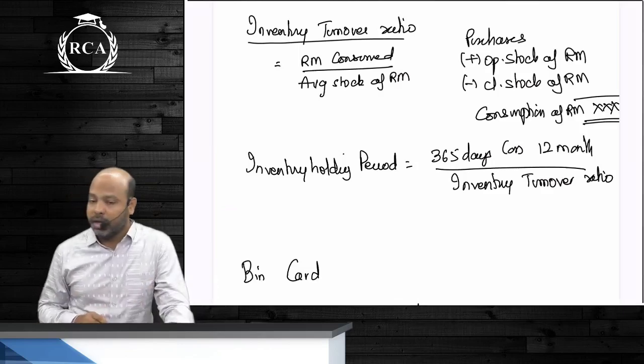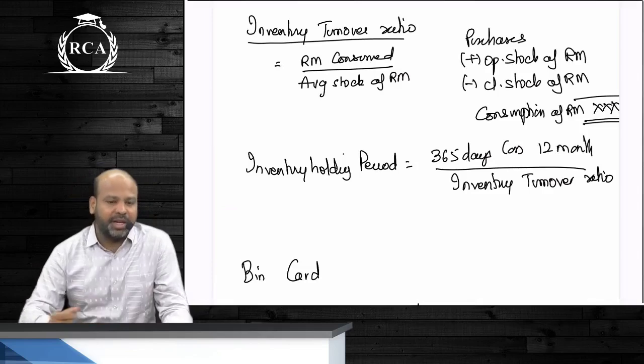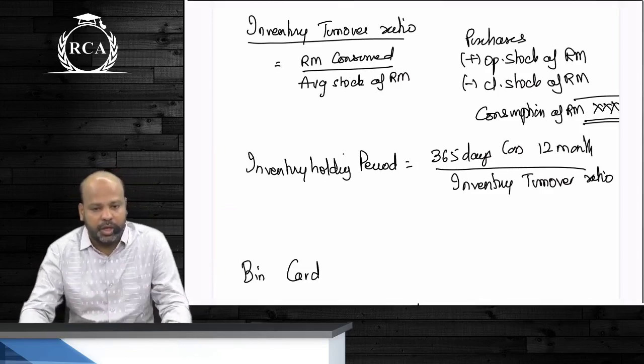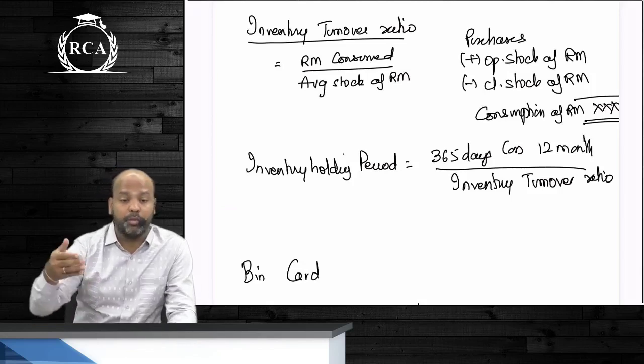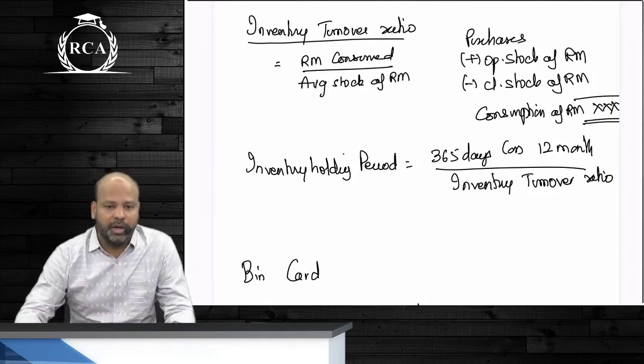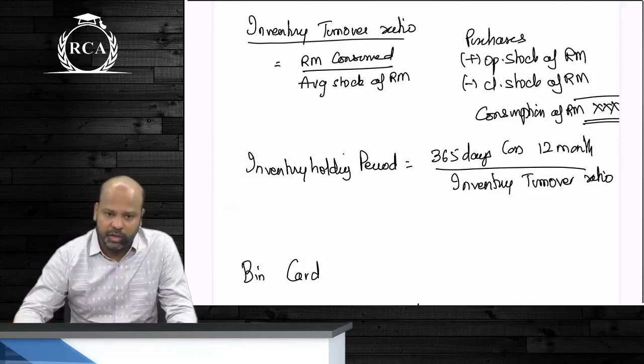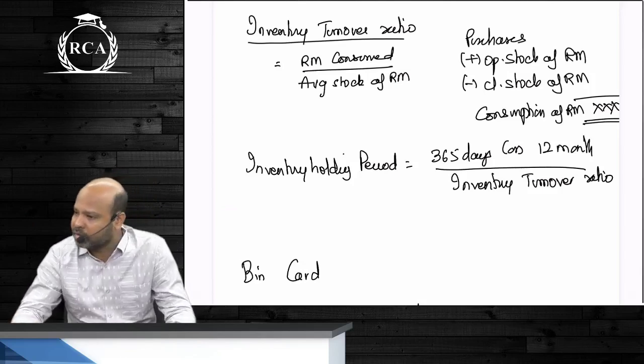Are we clear? Inventory holding period will be 365 days divided by inventory turnover ratio. This will tell us for how many days the inventory is being stored before being utilized. Higher the inventory holding period, higher will be the cost also. Lesser the inventory holding period, lesser will be the cost.